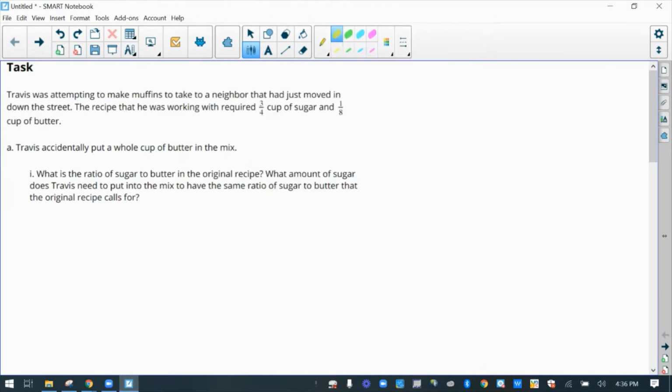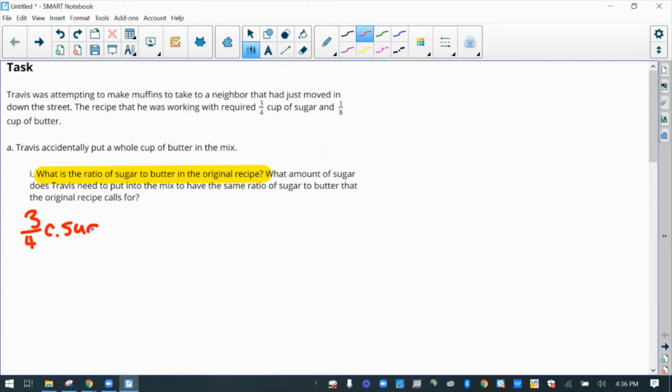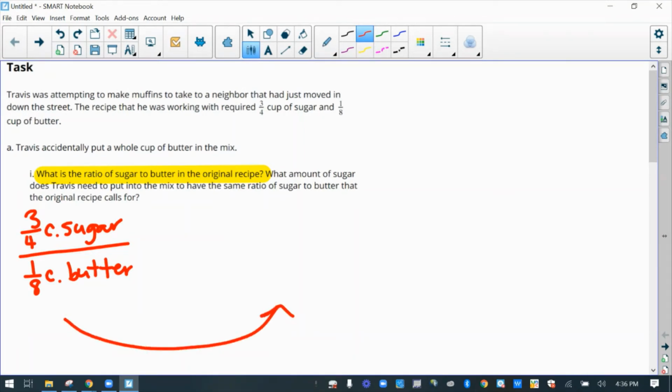The scaffold that is provided for students here is what is the ratio of sugar to butter in the original recipe. That is basically the first step that we would have to look at in order to determine how we would have to adjust things. So starting with the ratio of sugar to butter, I see in my original problem that I need 3/4 cups of sugar for every 1/8 cup of butter. Now the problem here is instead of 1/8 cup of butter, Travis used 1 whole cup of butter.